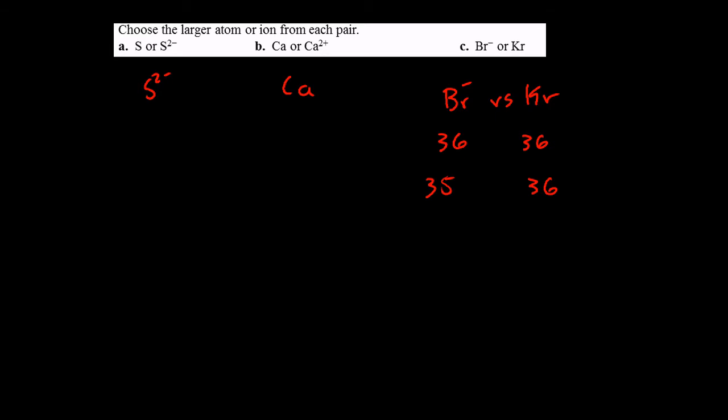So the trend that the stuff on the left is larger agrees with the second way of checking this, which is thinking about how many protons this has. And so the larger number of protons in krypton would compress the atom even more because it's going to pull on the outer electrons even more. The bromide is larger. The krypton is smaller.